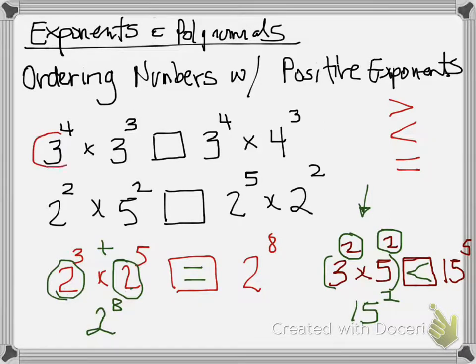I noticed on the first one, the bases are the same, correct? So this would become 3 to the 7th. Does everybody see how I got that?